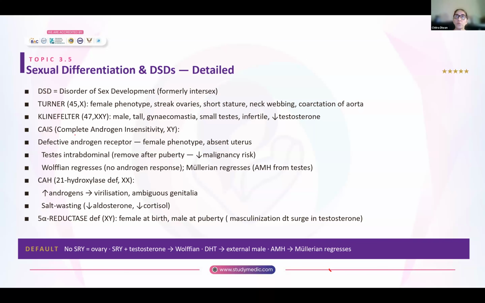These males are unusually tall. They have gynecomastia. There are small testes, infertile. And very important to remember, there is primary testicular failure. So testosterone levels are very low. And when testosterone levels are very low, remember, you will have high levels of LH and FSH, and also high levels of sex hormone binding globulins. That is another SPA in your endocrinology exam.